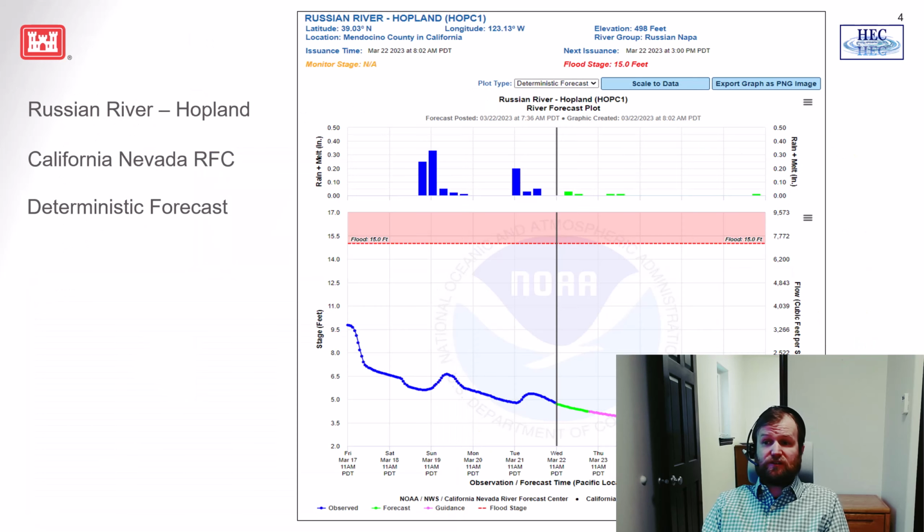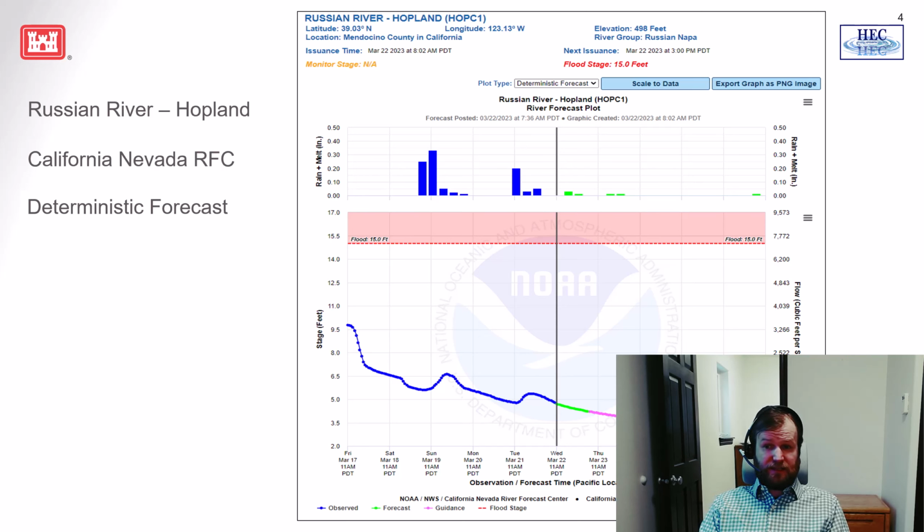Another way to introduce meteorological uncertainty is to incorporate products developed by the National Weather Service HEFS, the Hydrologic Ensemble Forecast Service. These forecasted flow ensembles are available at specific watersheds or specific locations within the watershed. And this is done through the work of the regional forecast centers like the CNRFC. On the slide here is an example from the Hopland gauge in the Russian River watershed in California.